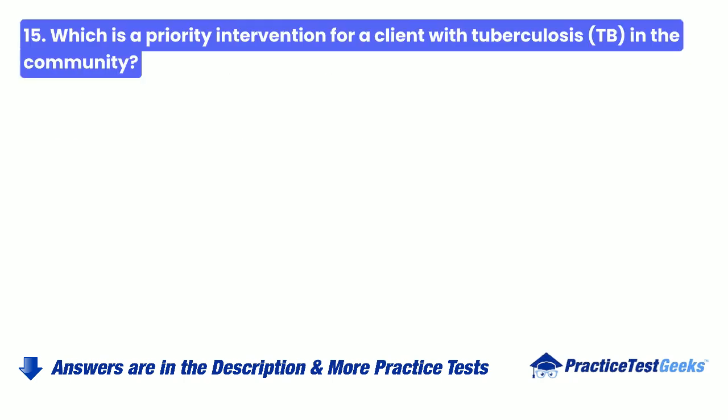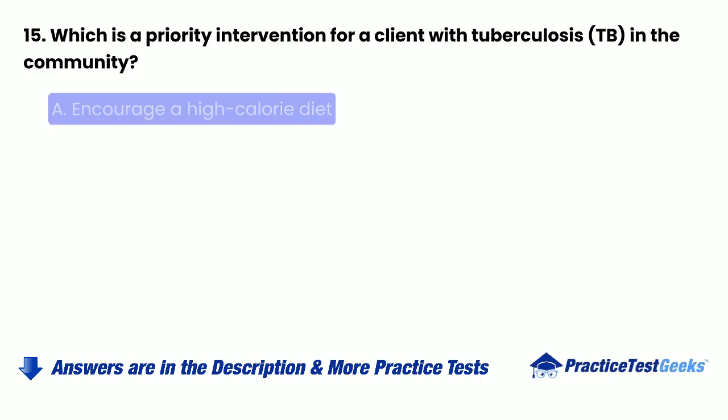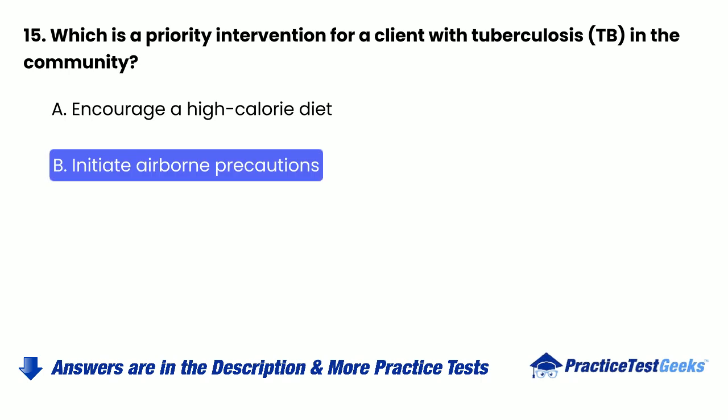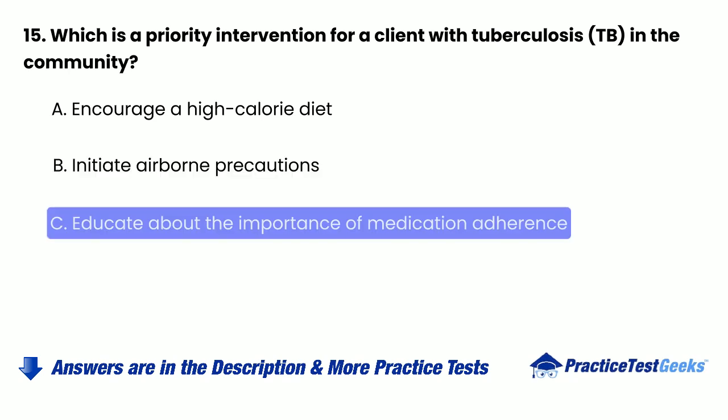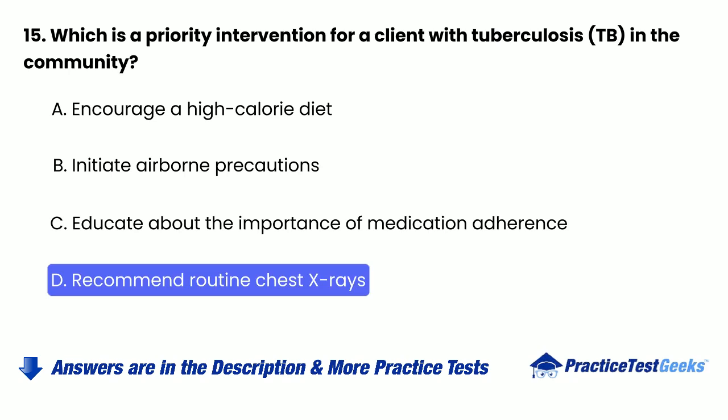15. Which is a priority intervention for a client with tuberculosis or TB in the community? A. Encourage a high-calorie diet. B. Initiate airborne precautions. C. Educate about the importance of medication adherence. D. Recommend routine chest X-rays.